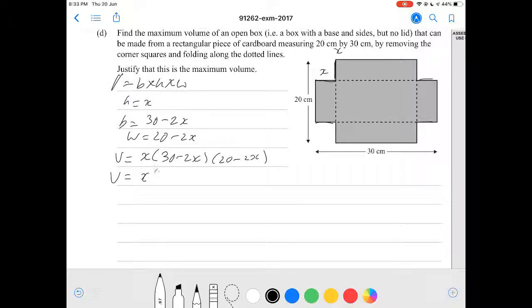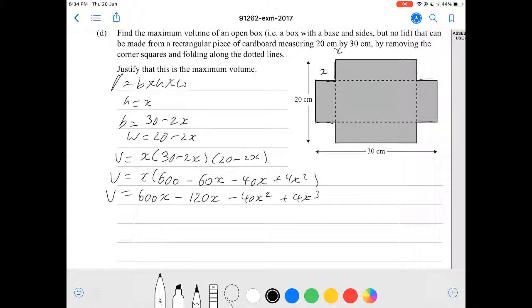Therefore, V equals x of 600 minus 60x minus 40x plus 4x squared. Therefore, V equals 600x minus 120x minus 40x squared plus 4x cubed. So therefore, now we have our equation. So now we're going to find our gradient function. We should simplify first. So it's 480x minus 40x squared.